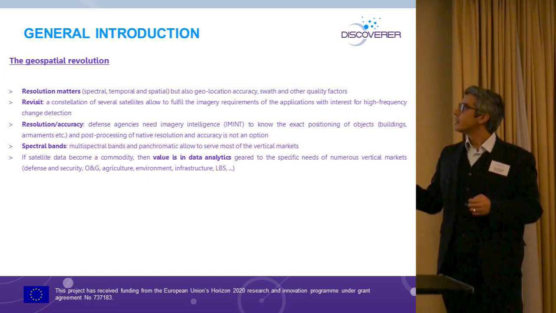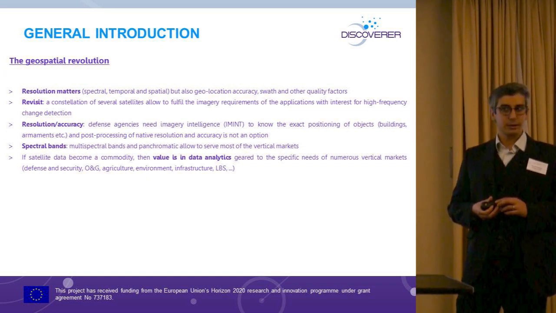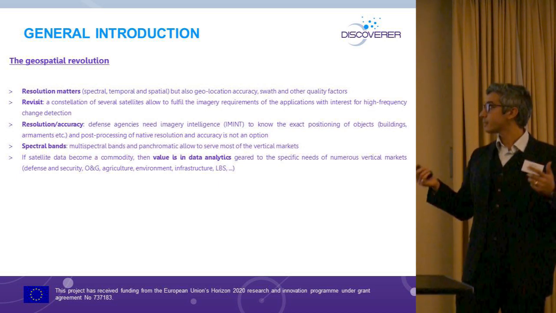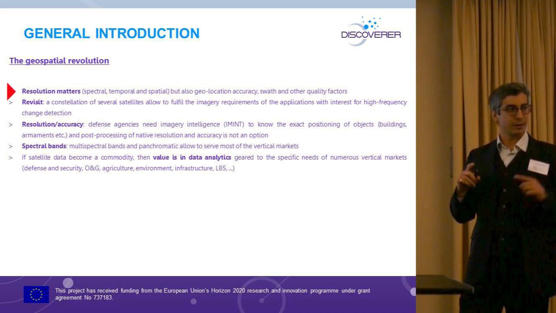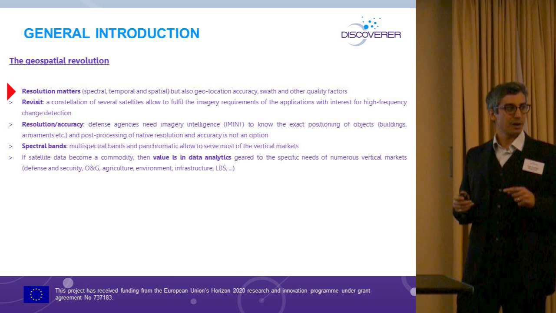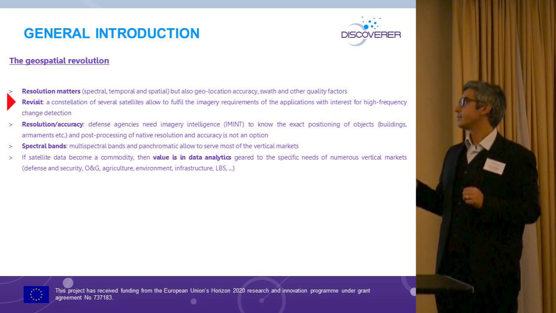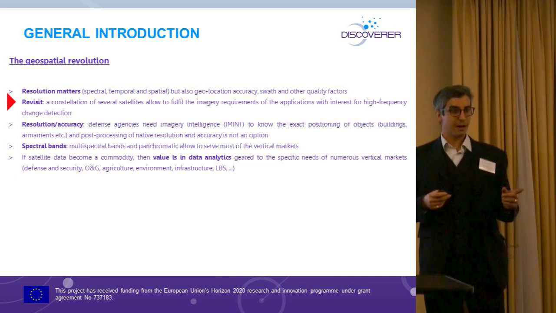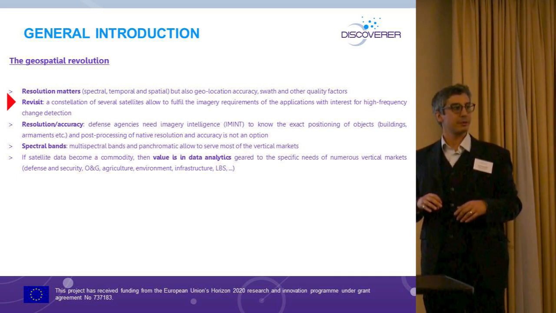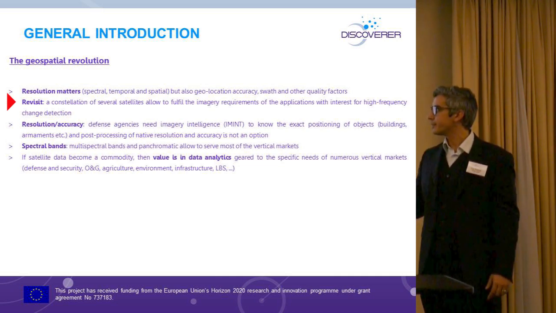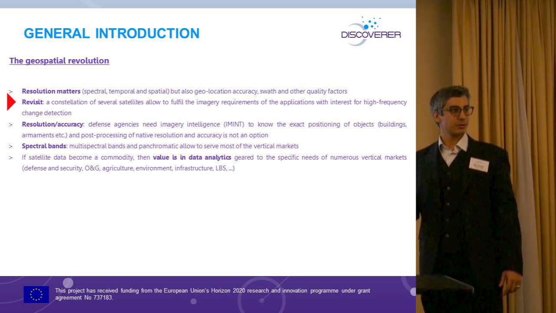So if we want to provide a good system, we will need to consider different things. Resolution matters, but it's not the only thing that matters. It's very good to have high resolution, but at what price? Revisit. If we want to have satellites in very low Earth orbit and a high revisit, we will need to have a constellation with lots and lots of satellites.